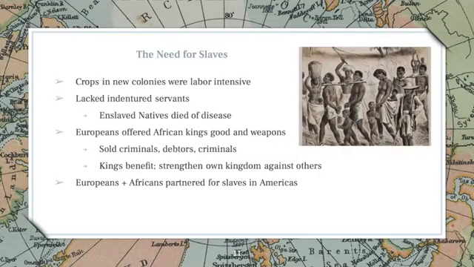The need for slaves started because most crops grown in the new colonies, for example, sugarcane, tobacco, and cotton, were labor intensive. Europeans looked into Africa since the Native Americans died out. The Europeans offered manufactured goods, weapons, and rum for slaves. Therefore, African kings and merchants did not resist, as they viewed the people sold as criminals, debtors, or prisoners of war from rival tribes. The kings would benefit from the trafficking as their communities and realms would be enriched in comparison to neighboring enemies.